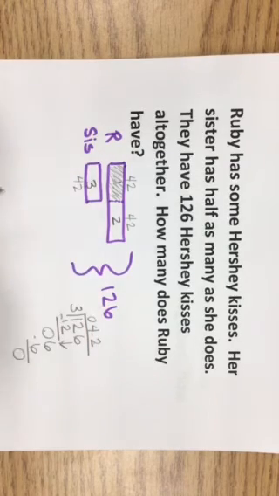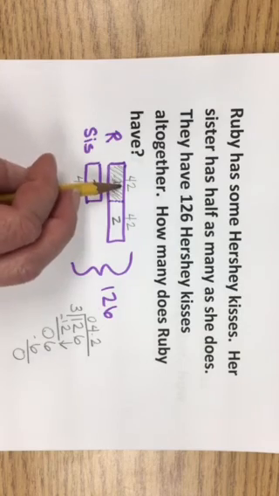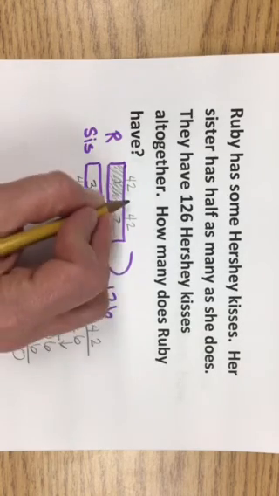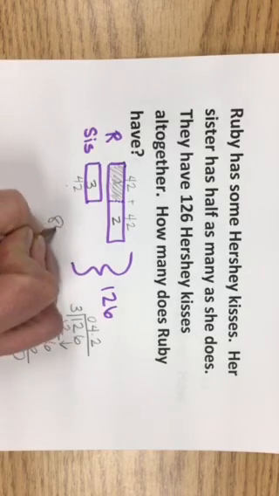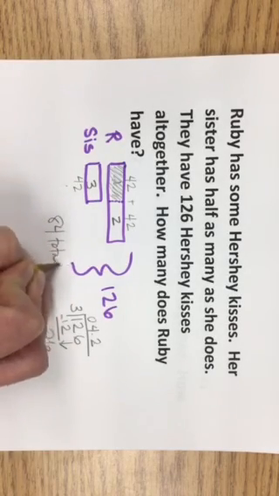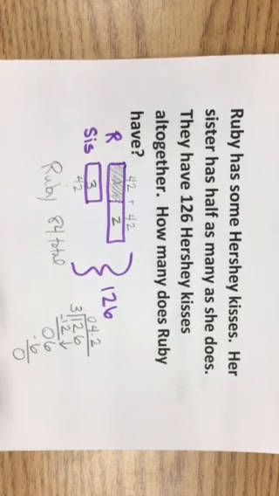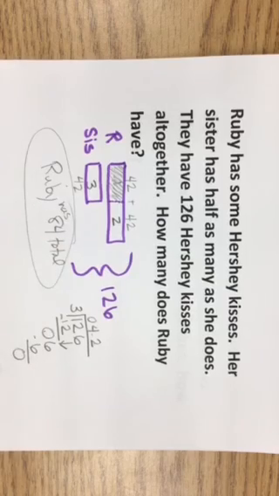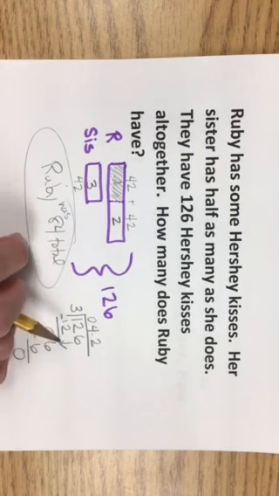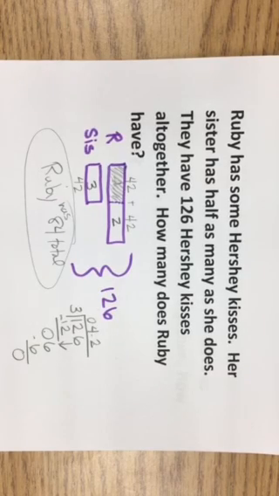Okay, so how much does sister have? Well, the sister has 42. How much does Ruby have? Ruby has 42 plus 42, or 84 total Hershey Kisses. And again, on your answer, I would expect you to write at least, doesn't have to be a complete sentence, but a clearly identifiable answer there. Okay, Ruby has 84.